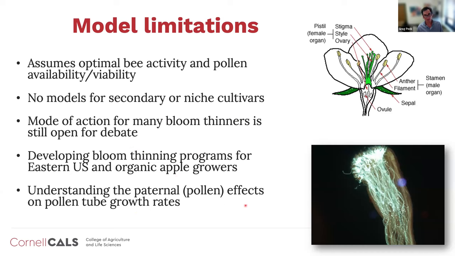And then we've done some work looking at the paternal effects of pollen sources. The model was using Snowdrift, which is a common pollinizer in Washington State. We have a lot more diversity of pollen sources here in the East. And there are some questions around that. There's actually some cool research showing that when you have more than one genotype landing on the stigmatic surface here, they actually grow faster. They start competing with each other, more than if you just had one genotype. So there are some factors that we just haven't really figured out how to model yet.